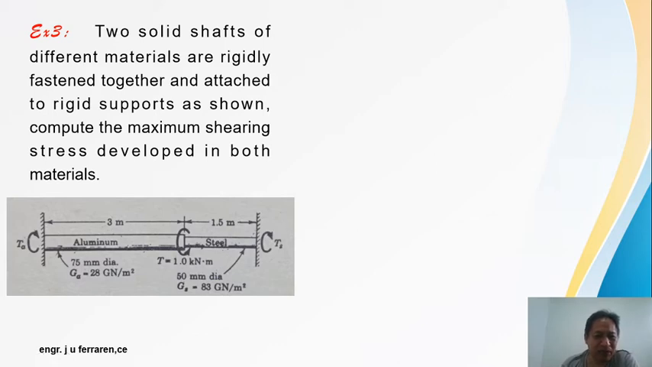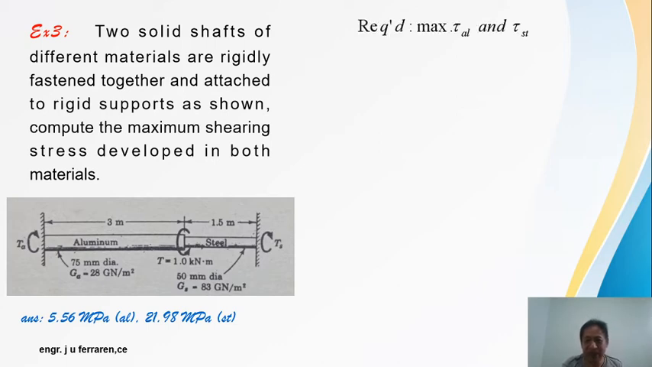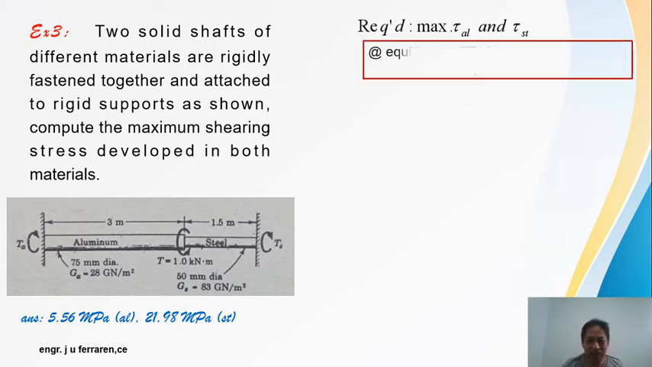Okay, so we have to start with the equation of equilibrium by just using the summation of moment or summation of torque. Now, by the way, we are provided with the answer, so ours is only to verify how to come up with those answers. Now, this is the required, and then we have the equations of equilibrium. Taking the summation of torque equal to 0, the resisting torque offered by the aluminum and steel will be equal to the applied torque, which is 1 kilonewton meter. 1 kilonewton meter is also 1,000 newton meter.